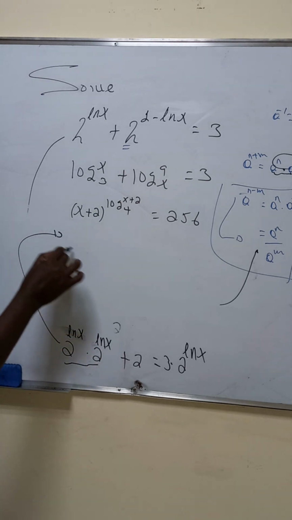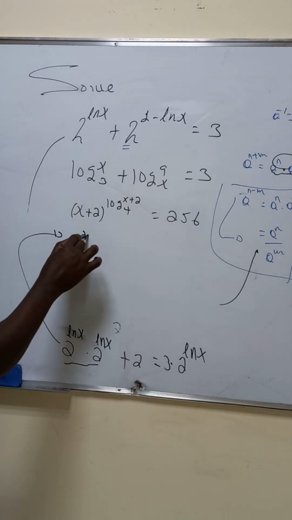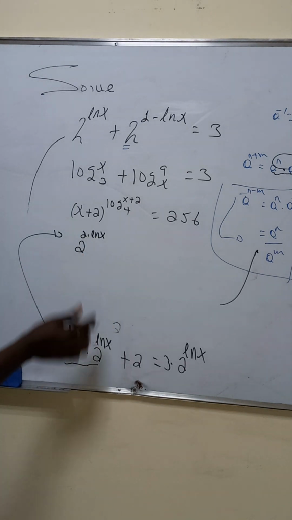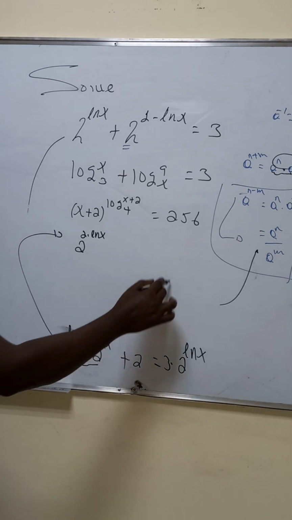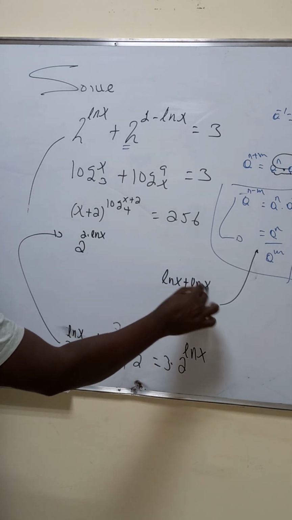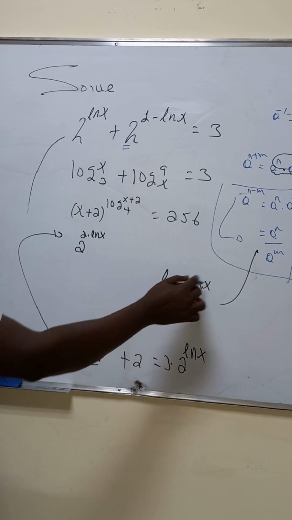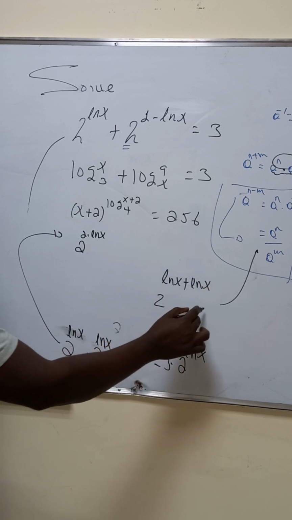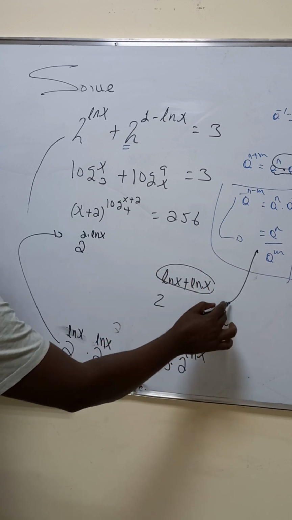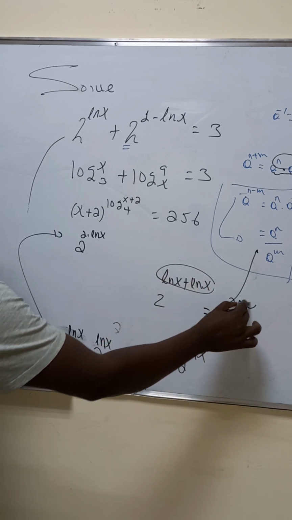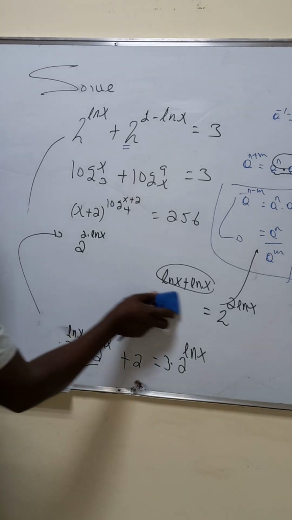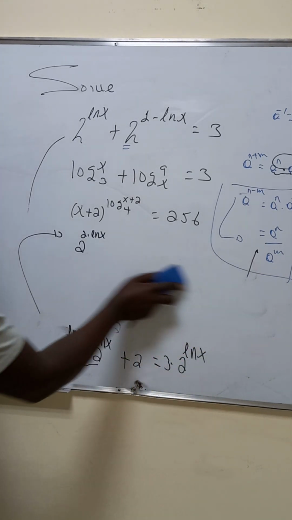is written as 2 raised 2 times ln of x. What's the reason? Because ln of x plus ln of x is what? 2 raised ln of x plus ln of x gives 2 ln of x in the exponent. Do you know how this result is obtained? It is necessary to understand this.